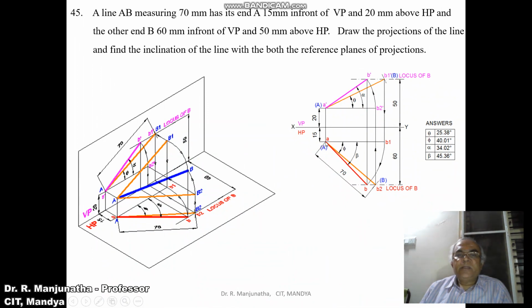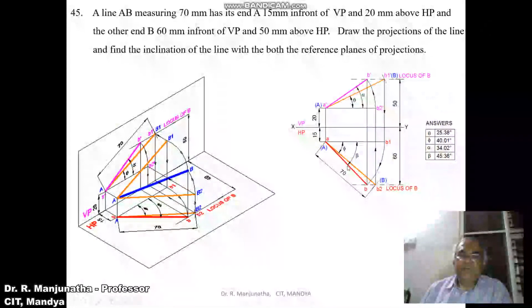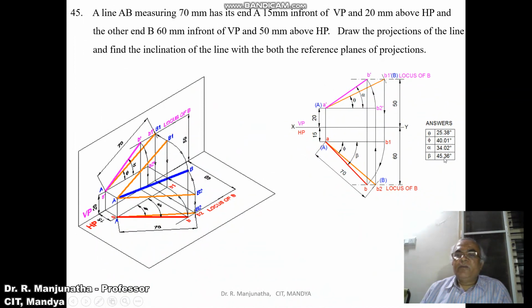Similarly, by keeping the center on A with respect to AB1, you measure an angle of phi, the true inclination with respect to VP, which is 40.01 when you are doing it in computer. When you are doing it manually, it will be 40 degrees. Similarly, you measure the apparent inclination with respect to VP, which is beta, which is 45.36 in computer. When you are doing it manually, it will be 45 degrees. This is how you will be able to find the final solution, and this is what we need to write in the sketchbook.